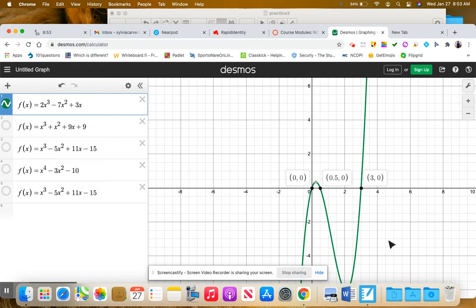So lucky us, we don't need to worry about factoring or solving the equation because we got all 3 solutions from the graph. So our 3 solutions are 0, 0.5, which is a half, and 3. So the answer to this is 0, 0.5, and 3.